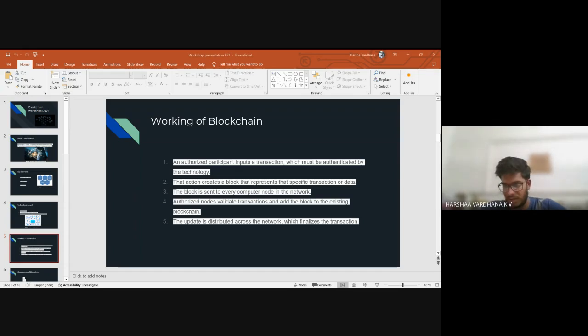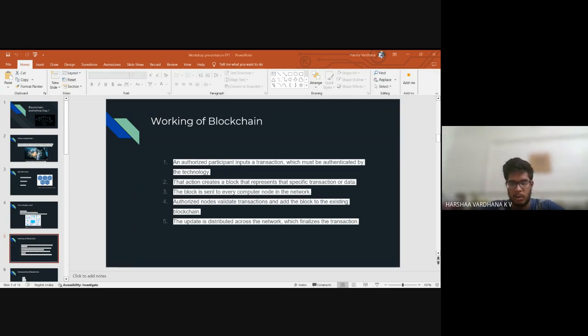Once this is done, the block is added to the blockchain, and this updated blockchain is distributed to all the nodes in the network. This ensures that every participant has the latest version of the blockchain. And finally we have the finalization: the update is distributed across the network, which finalizes the transaction. So that's how it is.